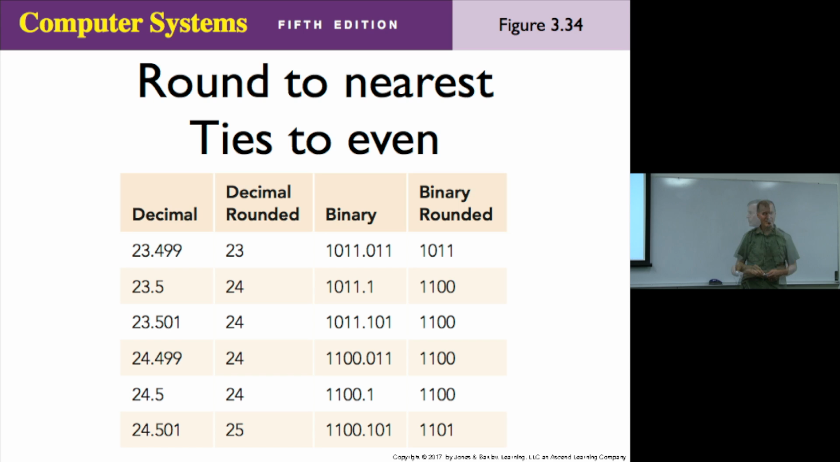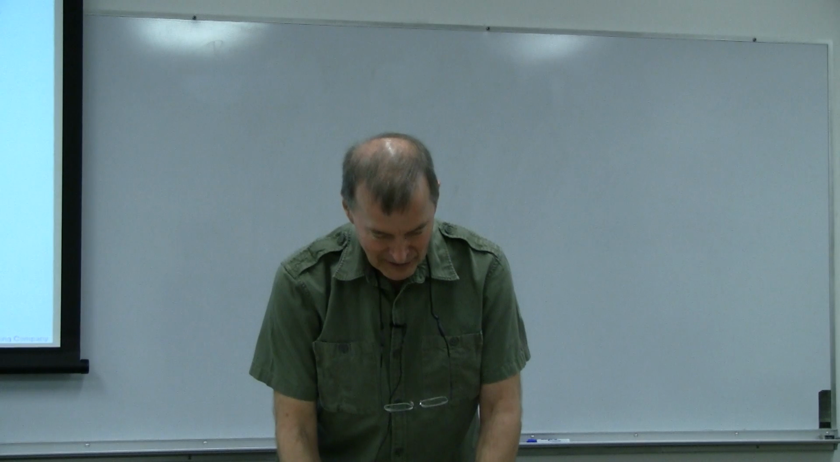I'm a little confused. 23.501 is bigger than 23, so it's closer to 24 than to 23. I'm sorry, I looked at that wrong. Yeah, it's tricky, especially when you're doing it with ones and zeros. But it's the same concept, just in binary.